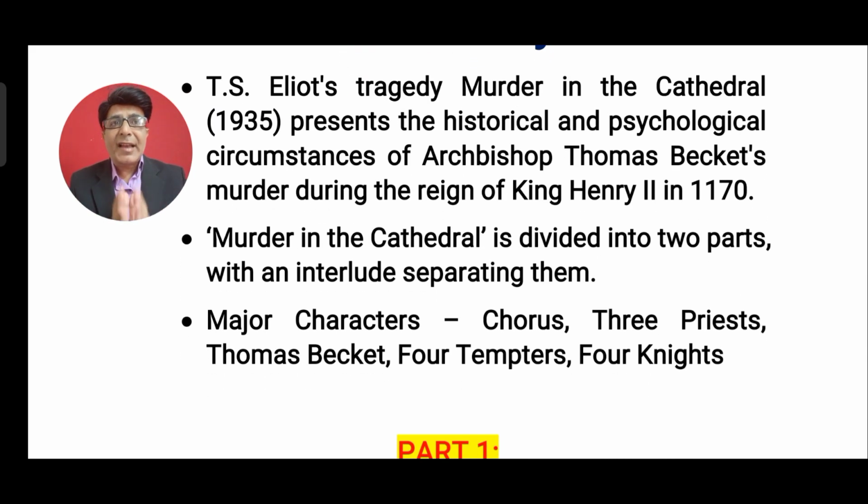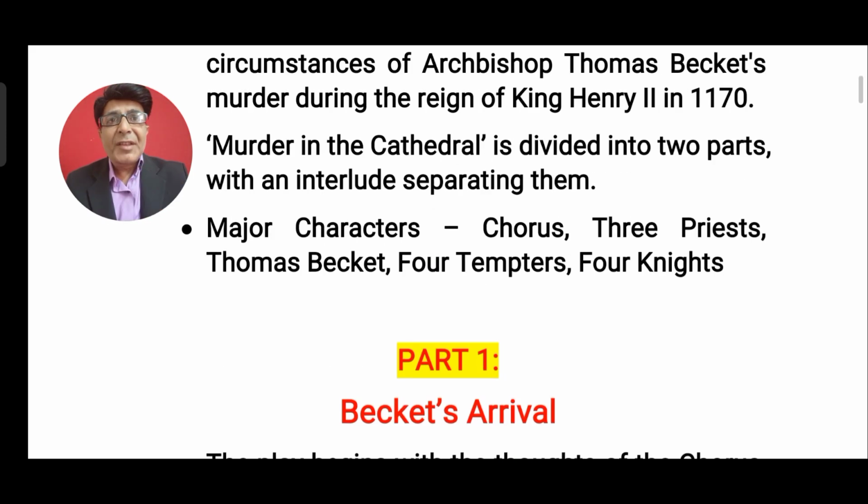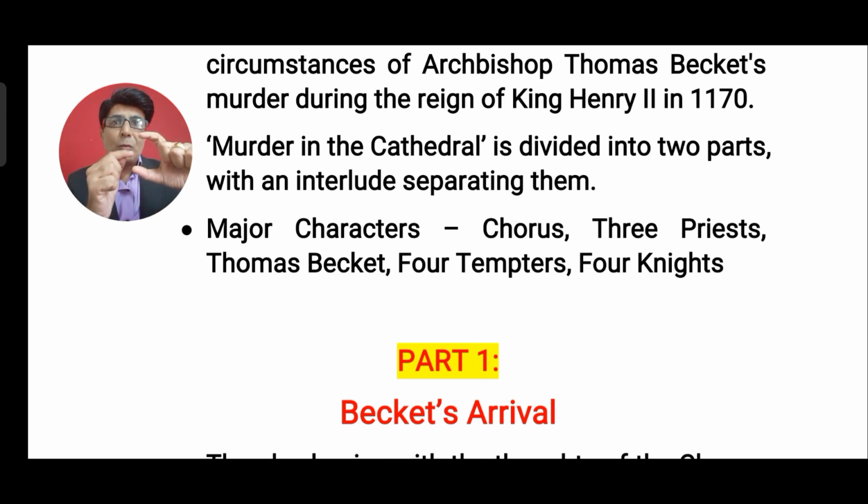This play presents the story of Archbishop Thomas Becket's murder, which actually took place during the reign of King Henry II in 1170. This play is written in two parts, and in between these two parts we have one small interlude. So this play is not written in acts and scenes as we generally see in English literature.